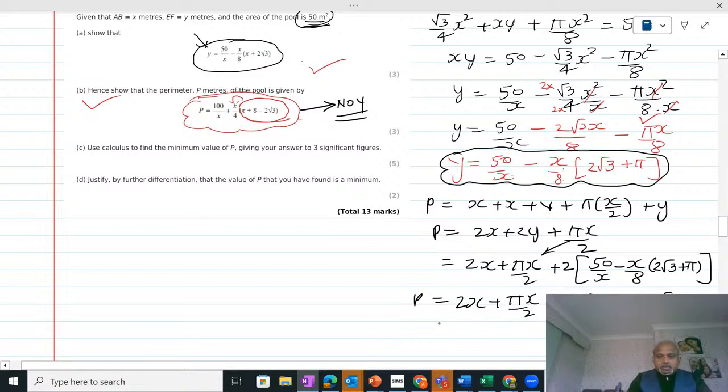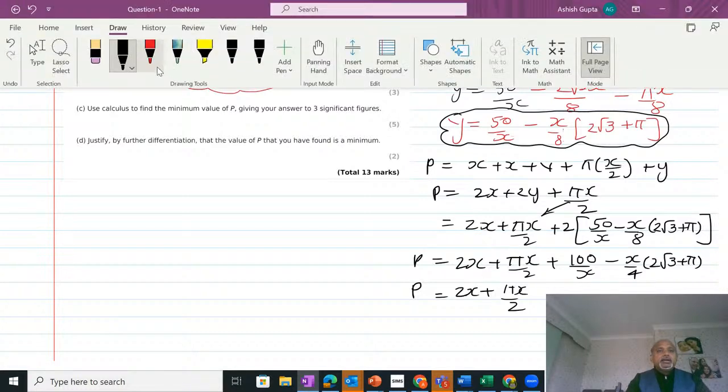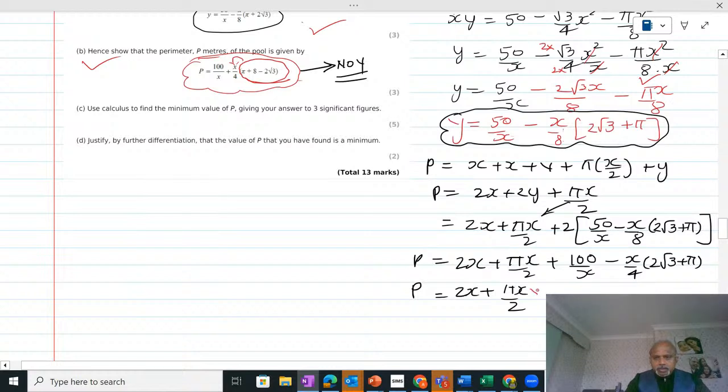Okay, so let's collect all the terms and make the common denominator. So we can write down here p equal to 2x, plus pi x over 2. And here I'm going to multiply by 2 and multiply by 2.